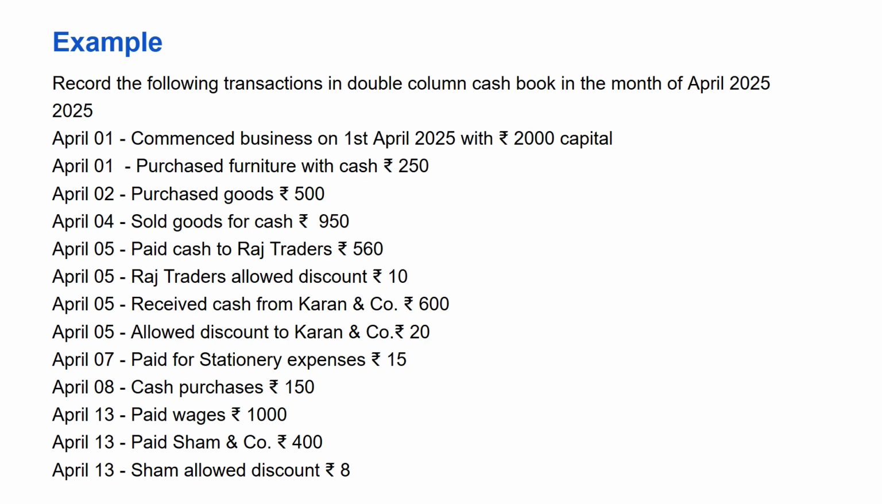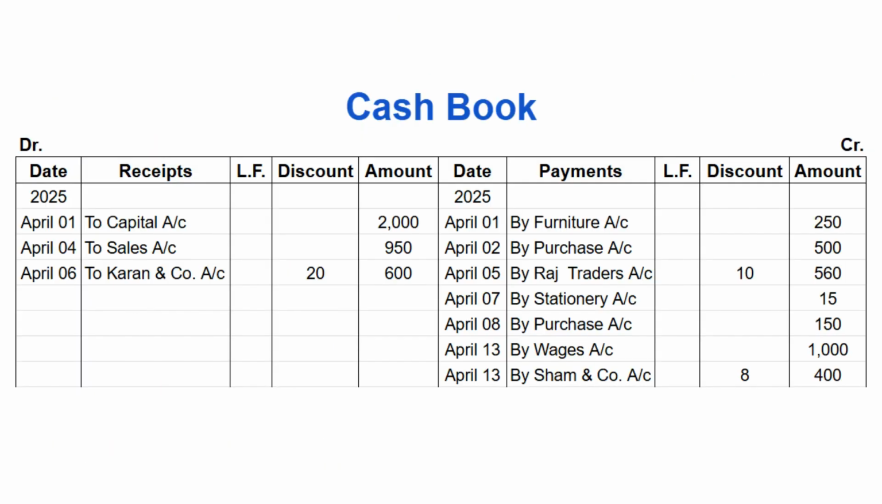Let's see how we'll record it. Credit side, April 13, by Sham and Company. We paid 400 rupees, that is in the amount column, and we have received discount of rupees 8. We owed Sham and Company rupees 408, but we paid only 400 rupees and received 8 rupees discount. Remember, when discount is allowed, it is expense, so it is debited. When discount is received, it is income, so it is credited. This logic helps to remember entries easily while preparing a double column cash book.